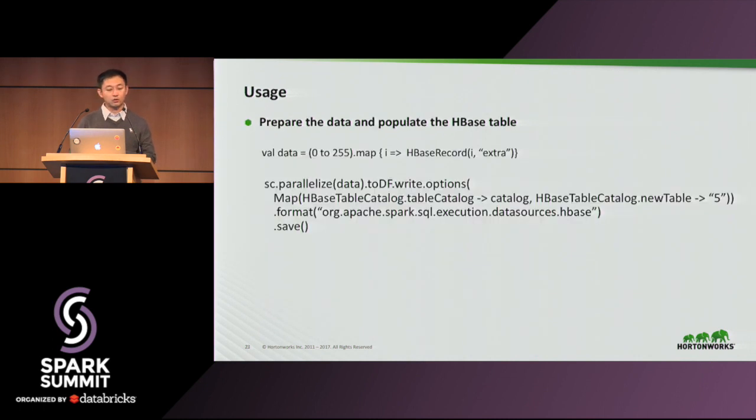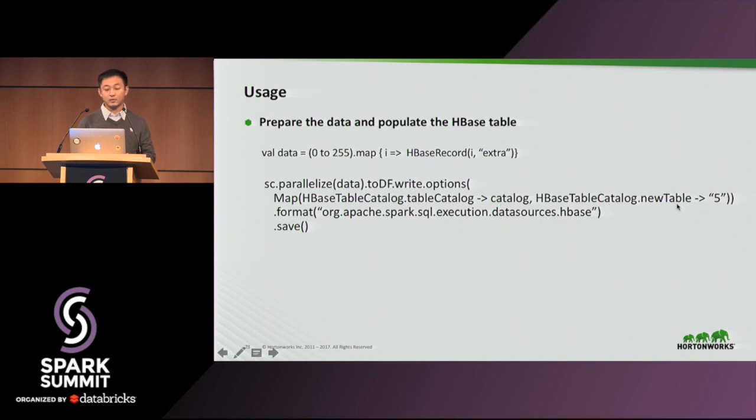Based on the catalog, for example, we generate one piece of raw data from HBase, from Spark SQL. Then we parallelize the data into RDDs, and then we change this RDD to a DataFrame. The options mean we use the previously defined catalog.